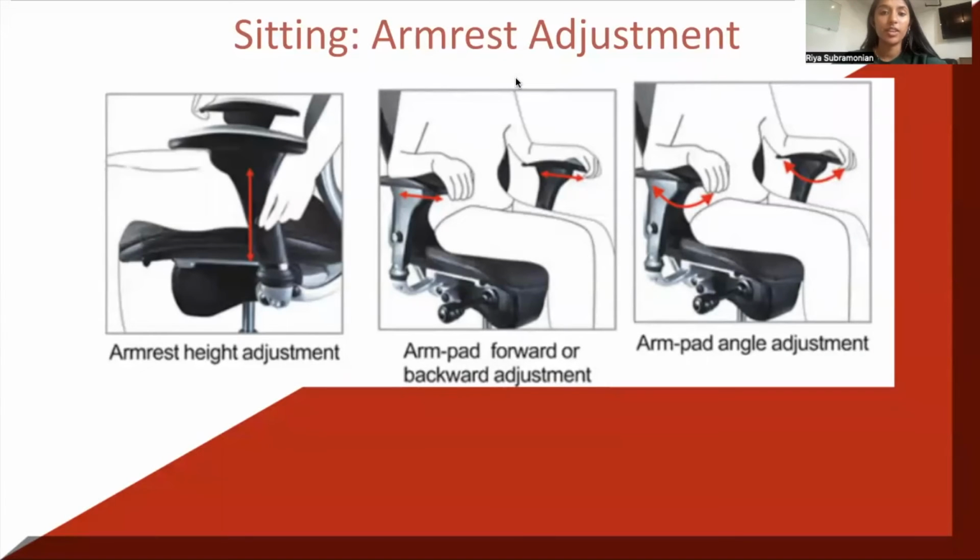Here we have the armrest adjustment. The first one we have is the armrest height adjustment. Remember, we want that 90-degree angle in our arm. The next one we have is the arm pad forward or backward adjustment. This allows the forearm to move forwards or backwards. And the next one we have is the arm pad angle adjustment. This allows the arms to move more inwards or outwards.